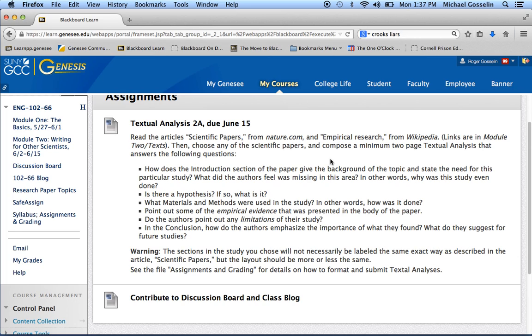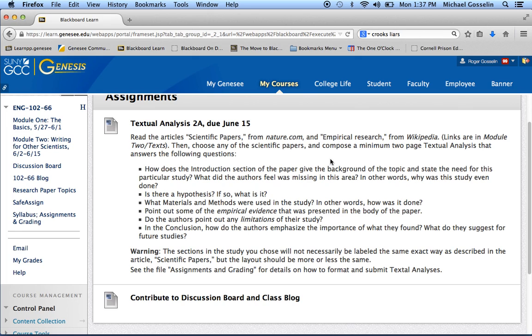Here's what I'd like you to write about. How does the introduction section of the paper give the background of the topic? Remember, I think they called it context in the other article. State the need for this particular study. What did the authors feel was missing? Why would they even do it in the first place? Then, is there a hypothesis? If there is, what is it? There may not be. There is not always a hypothesis. Sometimes it's just what they call an exploratory study, just to do the study and see what happens.